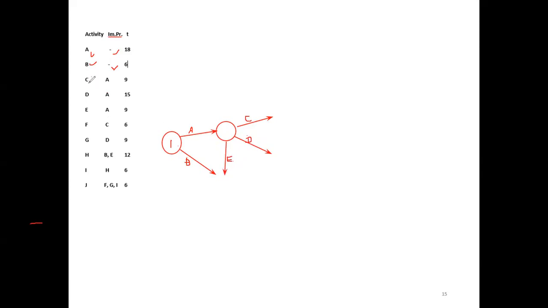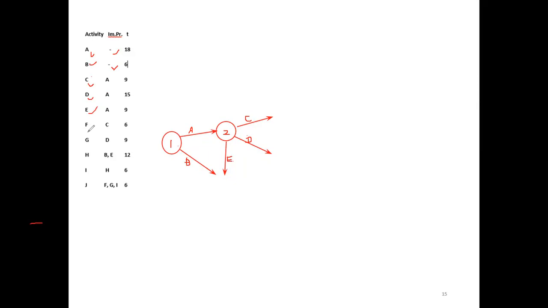Now A finishes, C starts; A finishes, D starts; A finishes, E starts. Now we have done this one. Only when you complete A, this is the second event. Only after A is completed, then in parallel, a burst event, C, D, and E start. Now we will come to the next one.